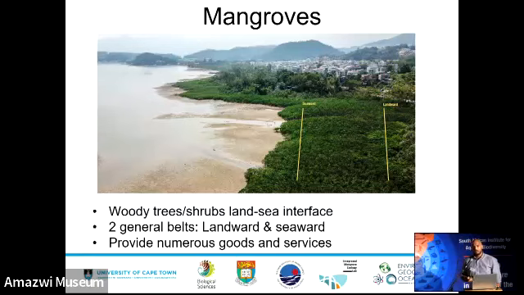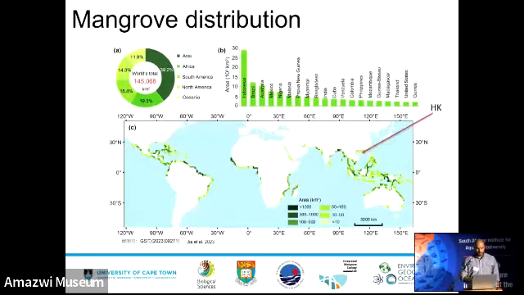So mangroves are critically important because they provide numerous goods and services. They provide food, they provide timber, they provide critical nursery habitat for ecologically and economically important fish and invertebrates. But they also help in regulating the Earth's climate, and they sequester about 5 times more carbon than terrestrial forests. So where are these mangroves distributed? Well, mangroves are distributed between 30 degrees north and 30 degrees south latitudes.